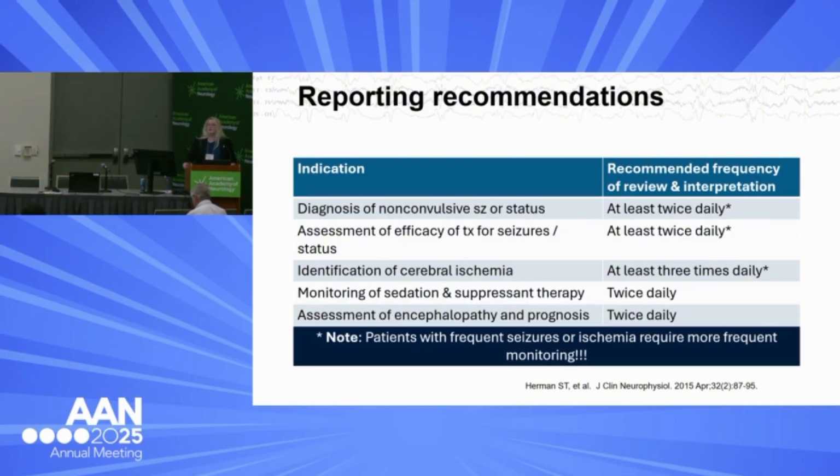And if you have somebody who is actively seizing, as most of you I hope realize, you may be monitoring and reporting on what's going on with somebody every hour, or even more frequently than that, because those patients are highly unstable and you may need to update the team very frequently.